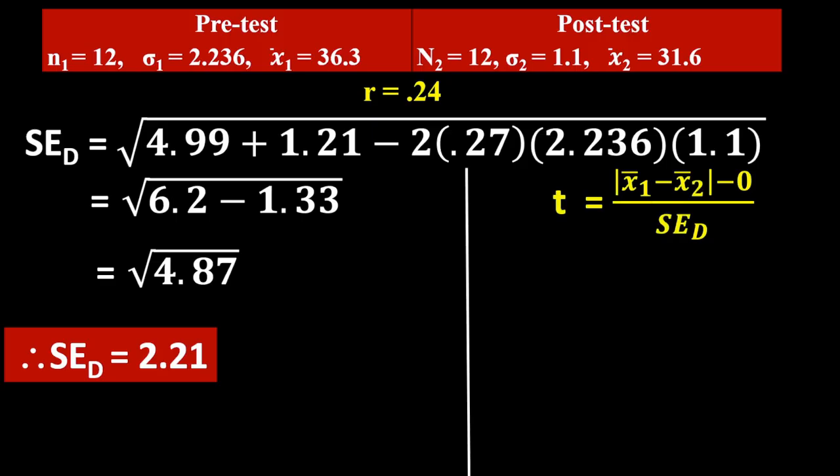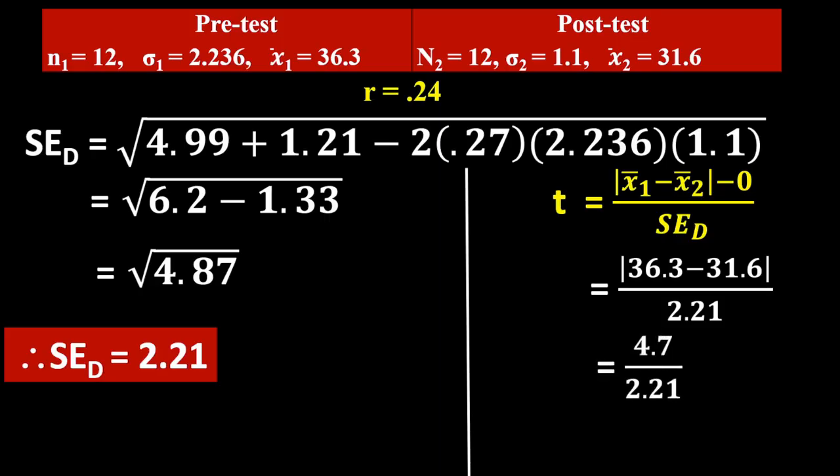Now we'll find the t value. The basic formula of t value is modulus of x bar 1 minus x bar 2 minus 0 upon SED. It is not compulsory to write minus 0, we can avoid it, but here it is written. Now we'll put the values in the formula of t, where 36.3 is the mean of the first group, 31.6 is the mean of the second group, and 2.21 is SED, standard error of difference between means. By solving it, we'll get t value 2.13.